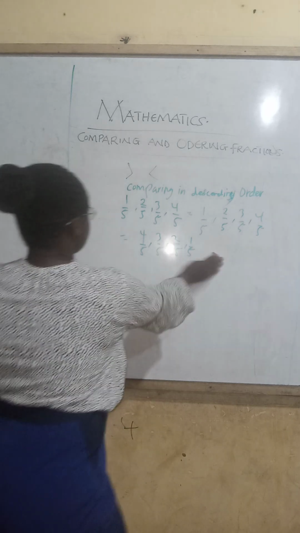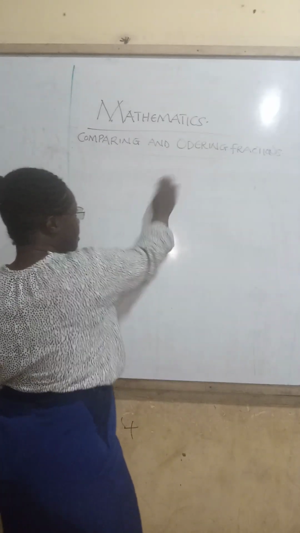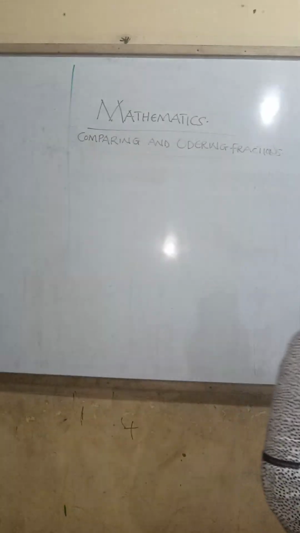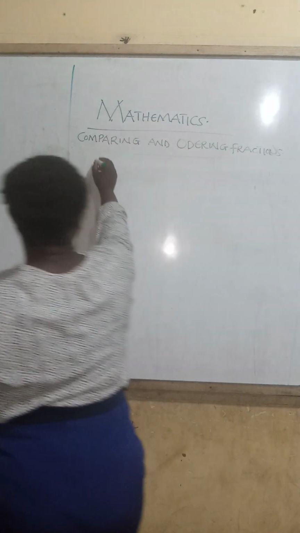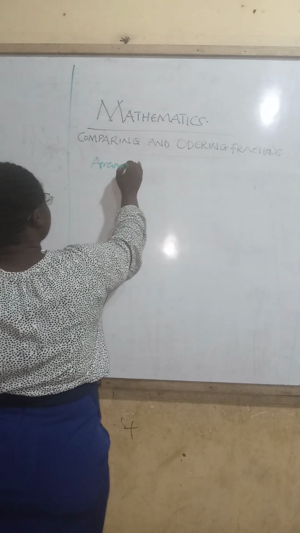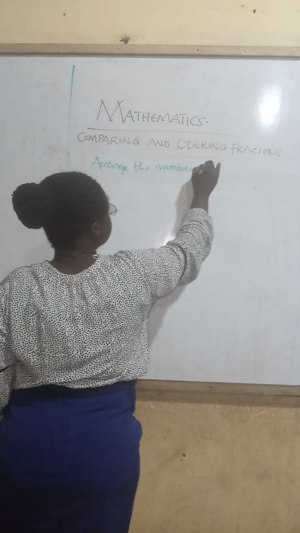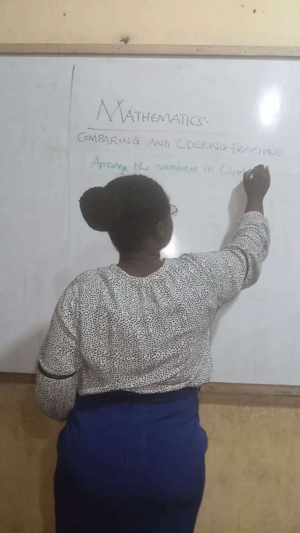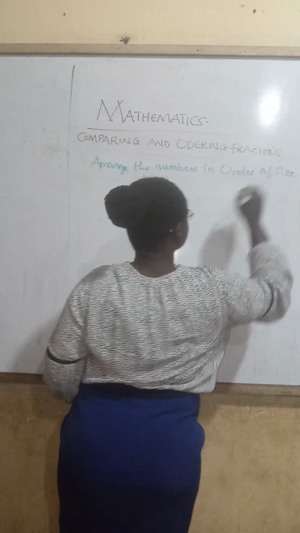So let's go to the next one. What if the denominators are different and we are to arrange numbers in order of size? So we are rearranging the numbers in order of size.